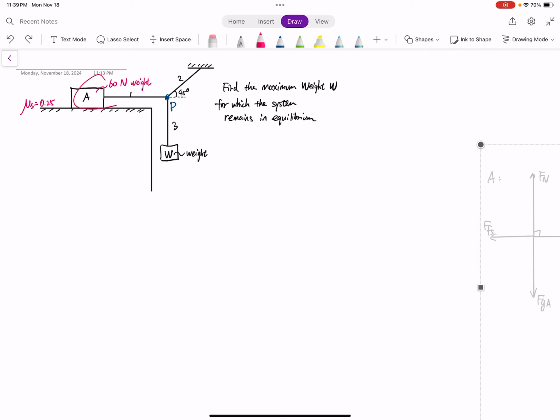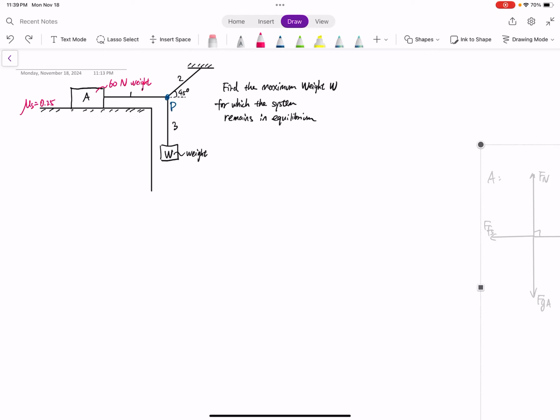So block A, they give you the weight, and there's friction on the table, and they only give you static coefficient of friction, which is 0.25. The question asks you to find the maximum weight here for which the system remains in equilibrium.